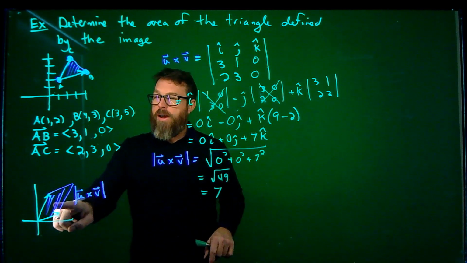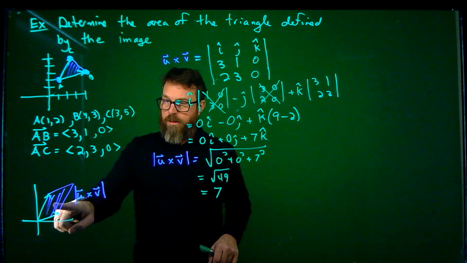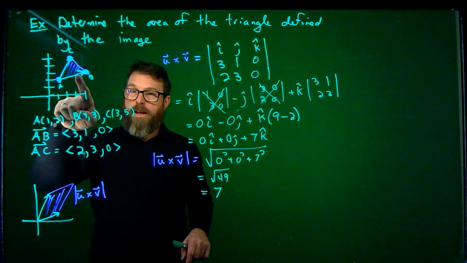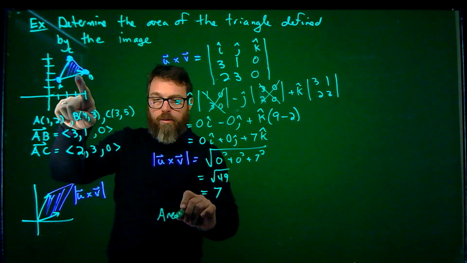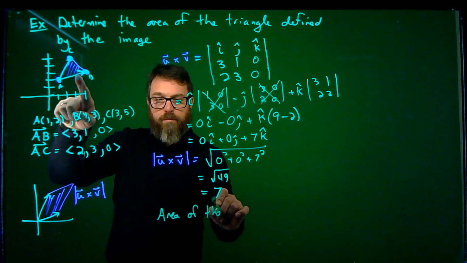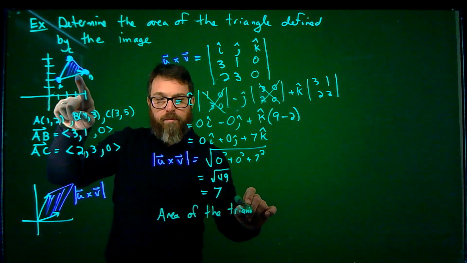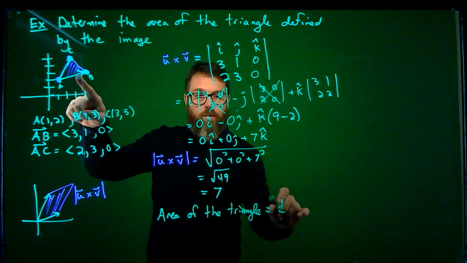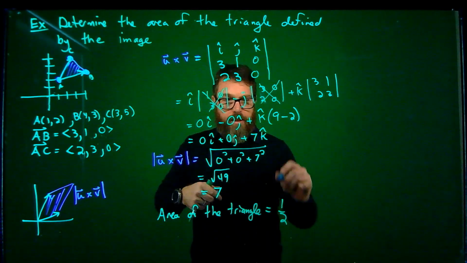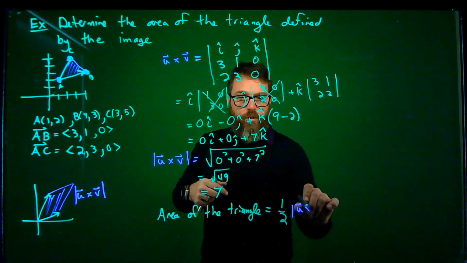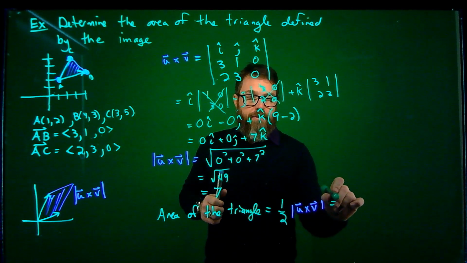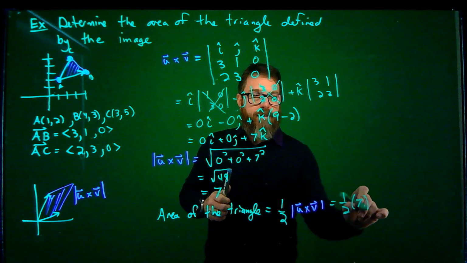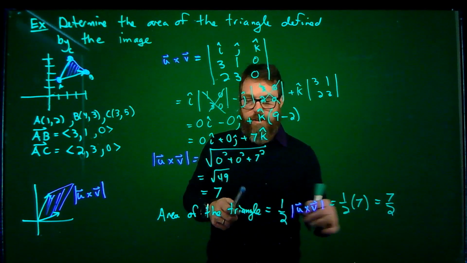Now, I don't want to find the area of this parallelogram. I'm actually trying to find the area of this triangle. So the area of the triangle is going to be 1/2 times the magnitude of u cross v. So it's going to be 1/2 times 7, or 7/2.